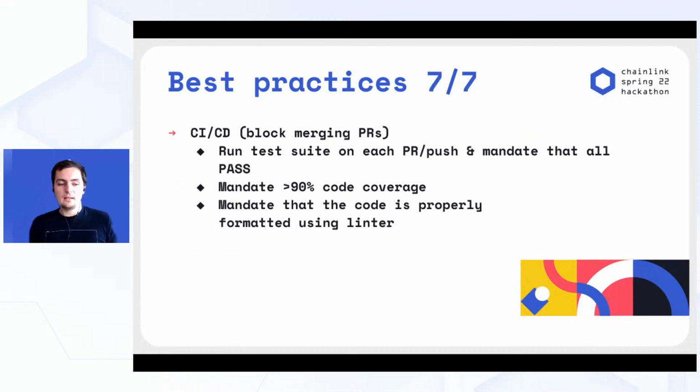The final best practices apply to you working in a team. You'll probably implement some CI/CD flow to block merging PRs if the tests are not successful. So run the test suite on each PR or push and mandate that all tests are green and passed. Also mandate code coverage greater than 90% for that specific functionality. Mandate that the code is properly formatted using a linter. This also applies to NatSpec, because if you're using NatSpec, then after deployment there are several Hardhat plugins which can generate the documentation using one single command, because you have NatSpec written properly.